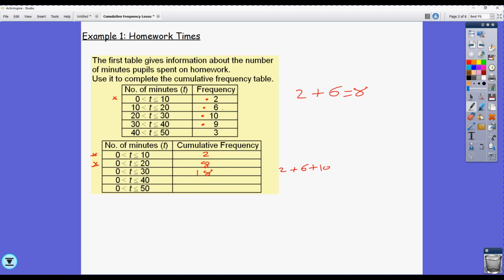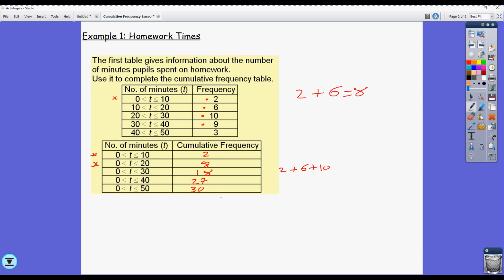So we've done 2 plus 6. We don't start with 2. 2 plus 6 is 8. And then 8 plus 10 is 18. So now we're going to do 18, because that's between 0 and 30, and then plus 9, because that's between 30 and 40. That will give us 27. And then we do 27 plus 3 to give us 30. So we can see that there were 30 pupils in total, because all of the pupils spent somewhere between 0 and 50 minutes on homework. So the total number of pupils is 30.